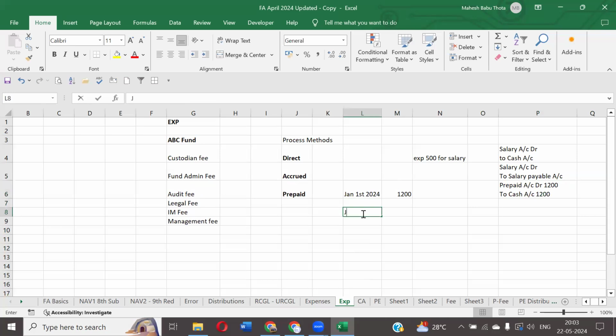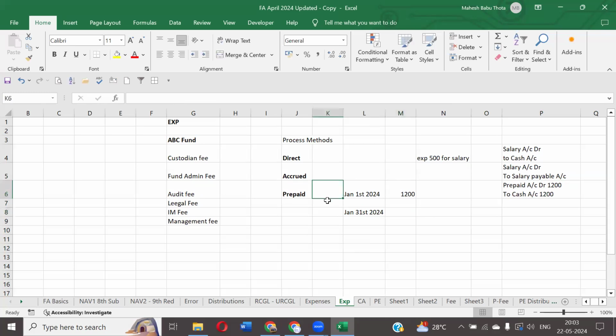Then let's come back to January 31st, 2024. Every month we have to post this entry, right? Expenditure, Netflix premium, like that we have to pay. Every month we have to show this expense of 100 rupees, also in January month. How much do we have to show? 100 rupees. Now tell me how to show this 100 rupees.